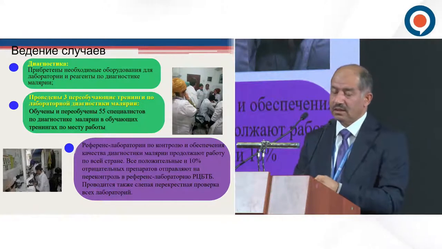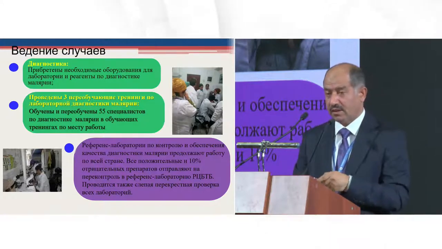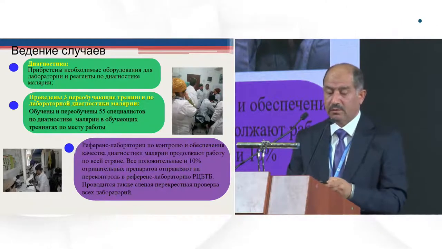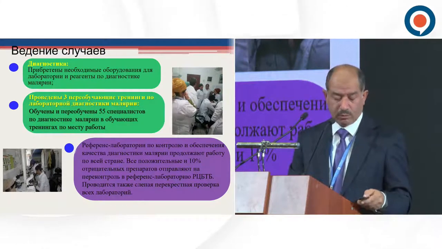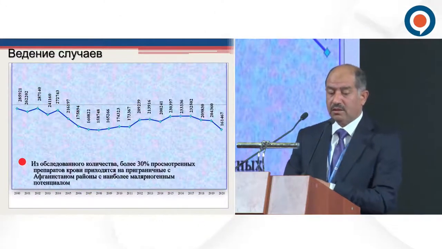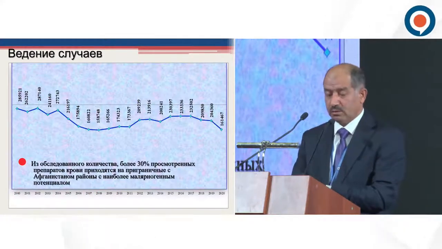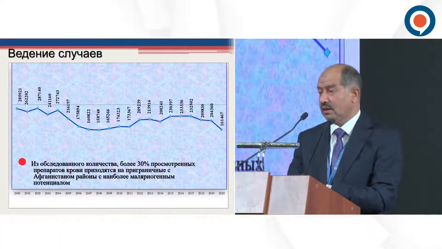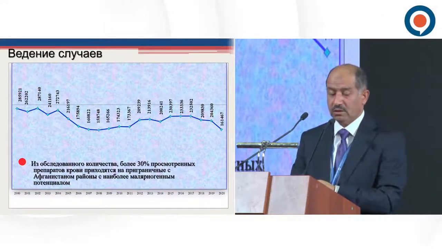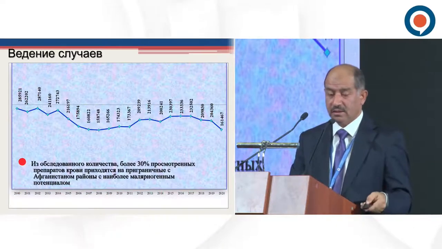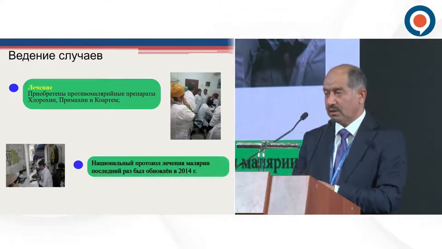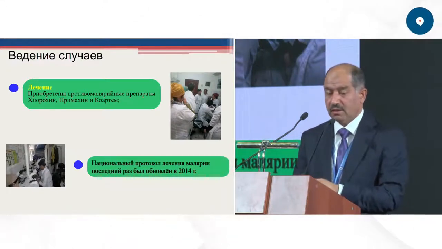All positive and 10% of negative responses are delivered to the reference laboratory, the Republican Center for Secondary Research. We are also making blind crossed tests. Out of the quantity of the research, as I told, more than 70% of preparates are distributed on the borderline with Afghanistan with the highest malaria potential. We also developed a national protocol for cases of malaria.